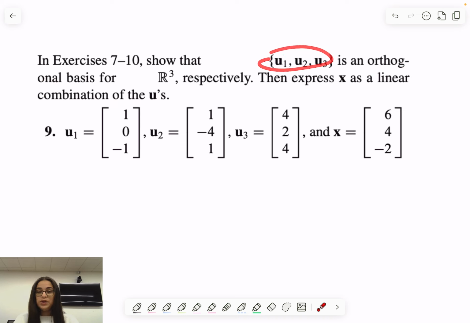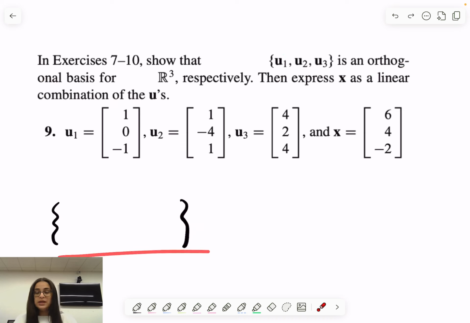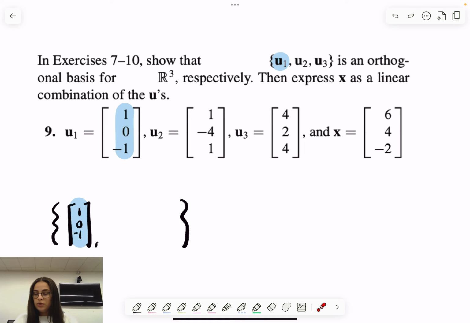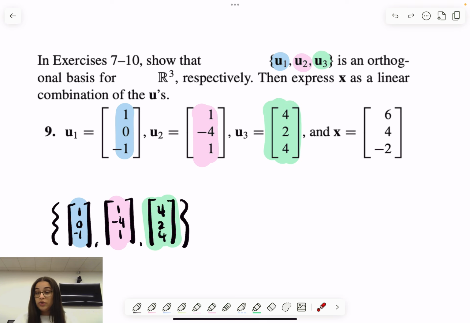So let's define what this set of vectors actually is. Remember that a set is just a collection of vectors, surrounded with little squiggly brackets. They're telling us that the first vector is u1, the second vector is u2, and the third vector is u3. So they're asking us to show that this set of vectors is an orthogonal basis.